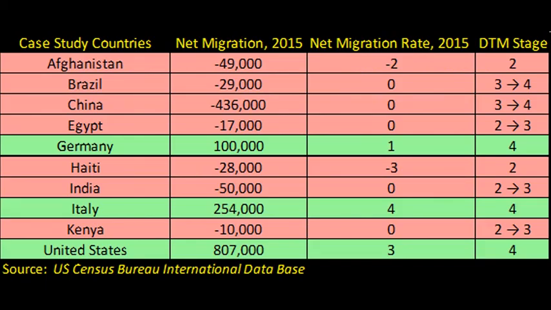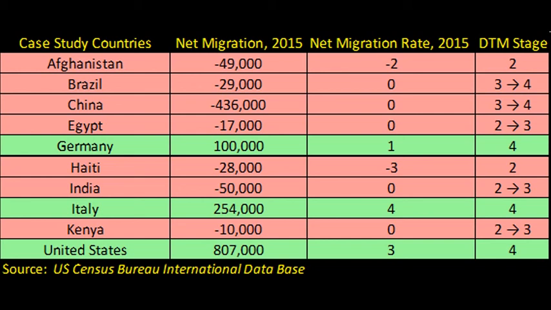Here we have our case study countries. So we have our list of all of them. I've already explained in a previous chapter how we came up with their DTM stage, this demographic transition model stage, and that's found over there on the right-hand side. But nonetheless, you see some particular patterns. Stage 4 countries, Germany, Italy, United States, are destinations for a lot of migrants. And so that makes sense, going back to the migration transition model.